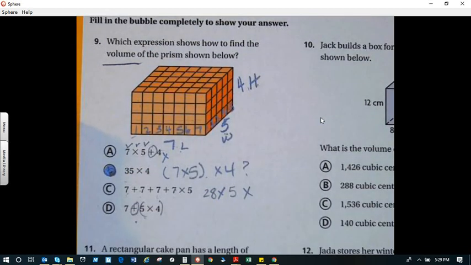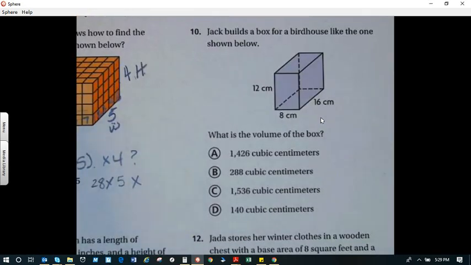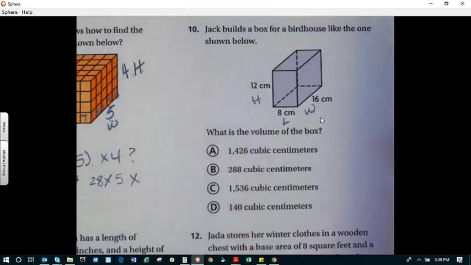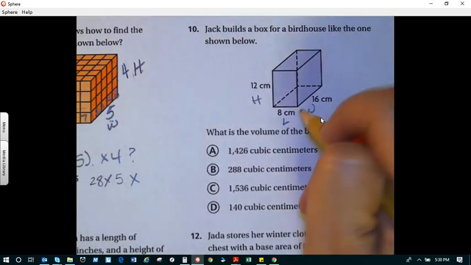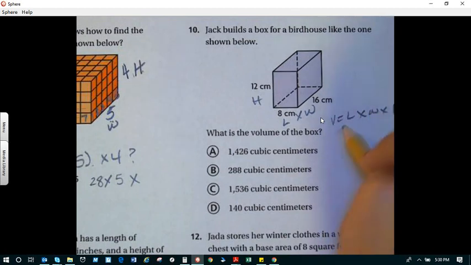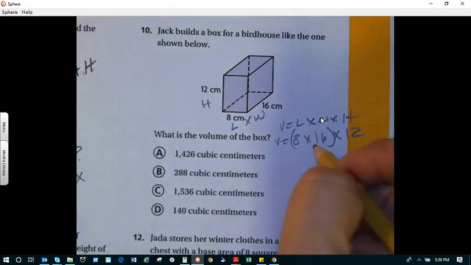All right, so let's go next door to number 10. It says Jack builds a birdhouse like the one shown below. So he has the length, the width, and the height. What's the volume of the box? All right, got to multiply that out. So V equals length times width times height. V equals 8 times 16 times 12. All right. Oops, and there I am. So we need to figure out this one right here.